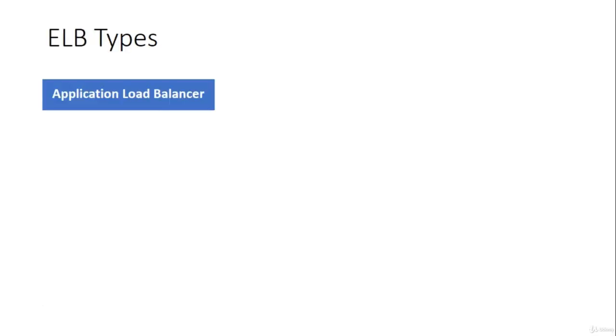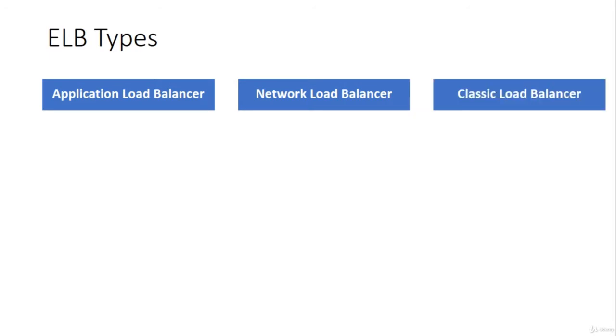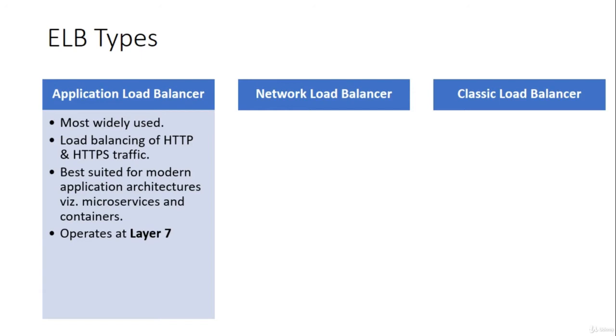ELB types: application load balancer, network load balancer, and finally classic load balancer. Application load balancer. These are the most widely used, and load balancing of HTTP and HTTPS traffic is supported. It is best suited for modern application architectures, that is microservices and containers. So both are hot topics, microservices and containers, and both are supported on application load balancer.